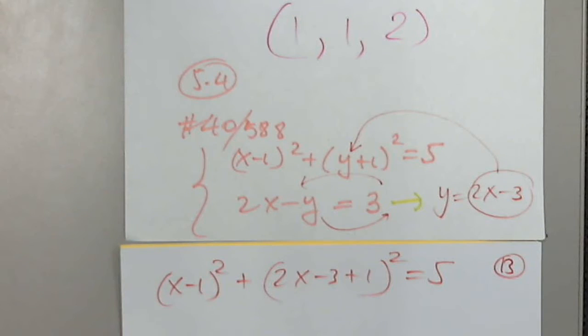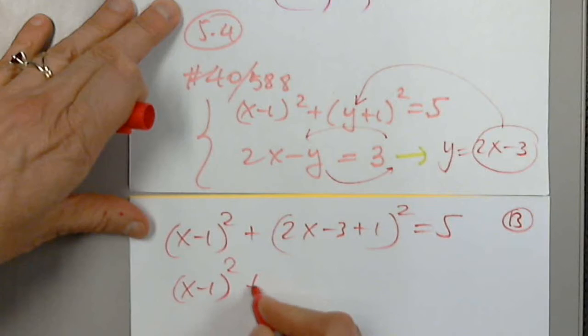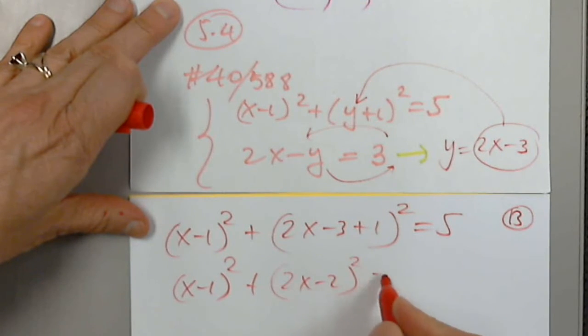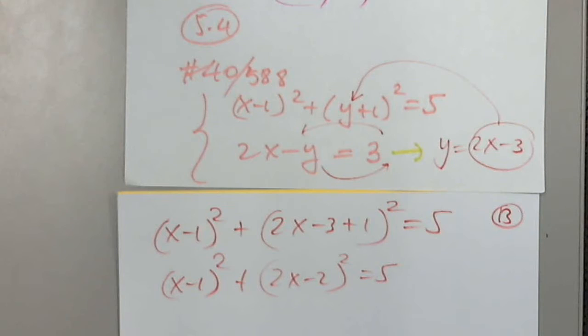How do I clean it up? So I have x minus 1 squared plus 2x minus 2 squared equals 5. What now? What do I have to do next?